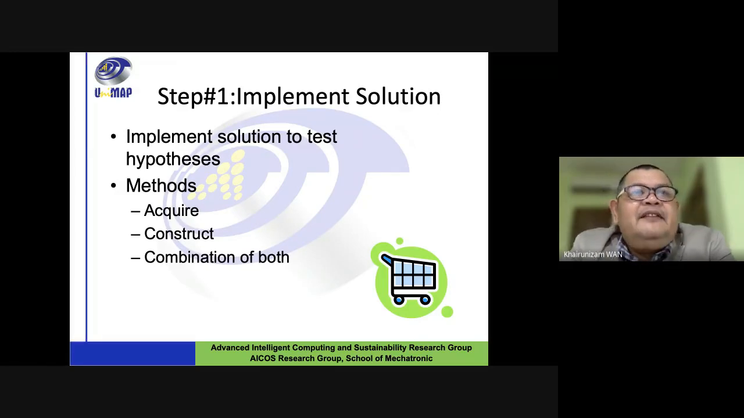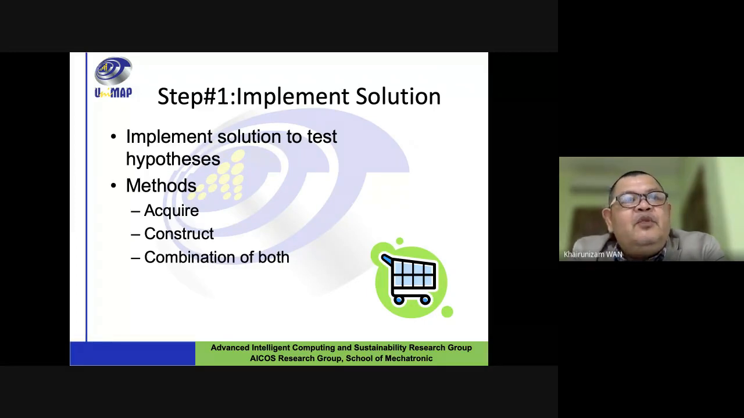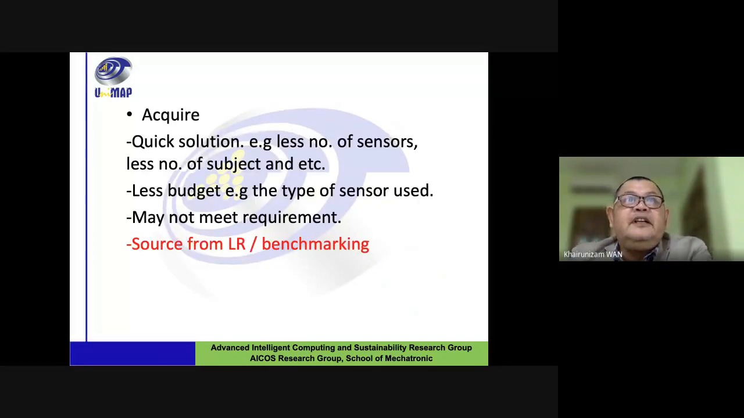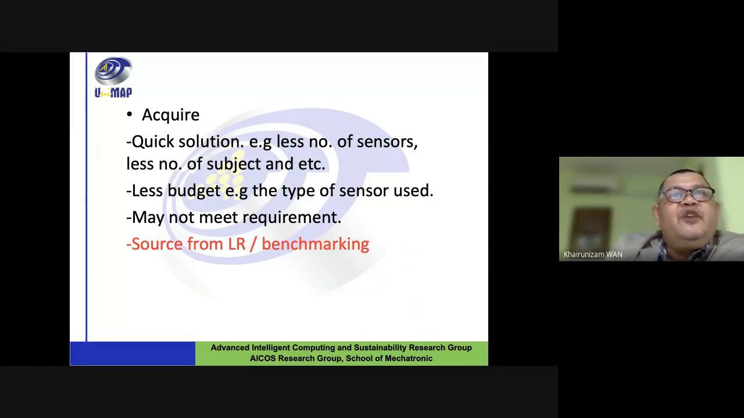So there are 3 methods to test the hypothesis or to design the experiment. We call them: 1 is acquire, 2 is construct, and number 3 is a combination of both. We see detail one by one. What is the acquire method? What is the construct method? And what is the combination method? Okay, the acquire method is a quick solution.